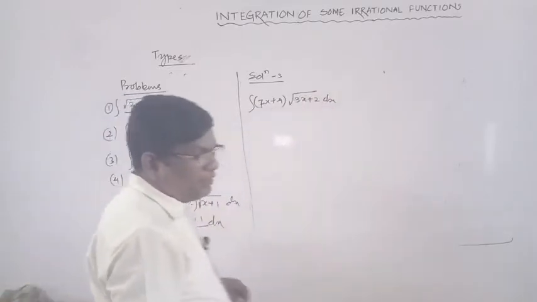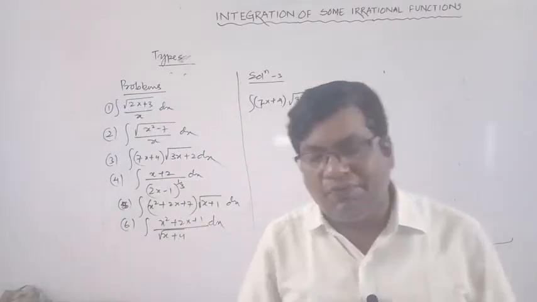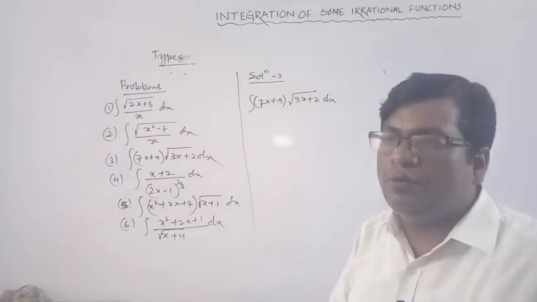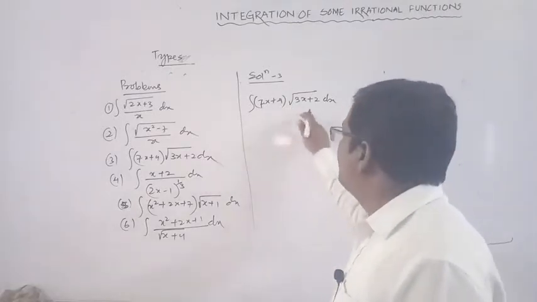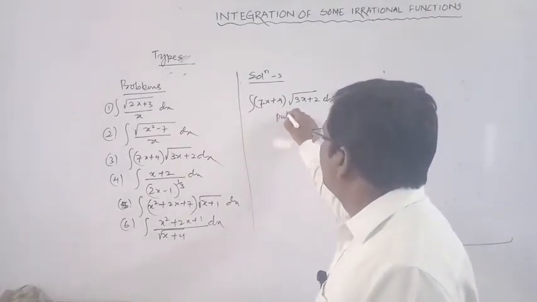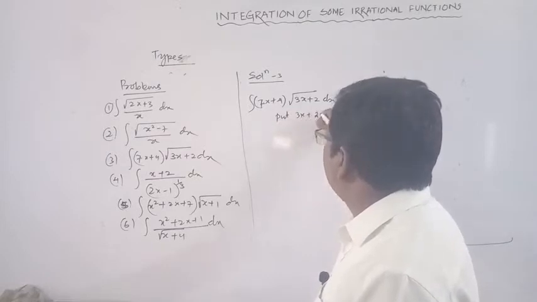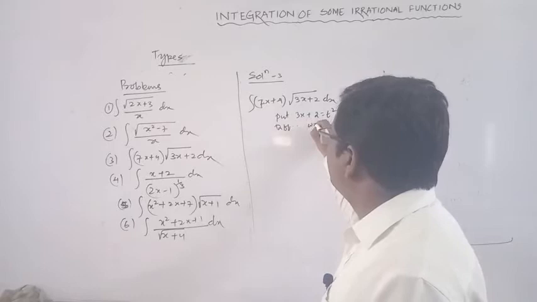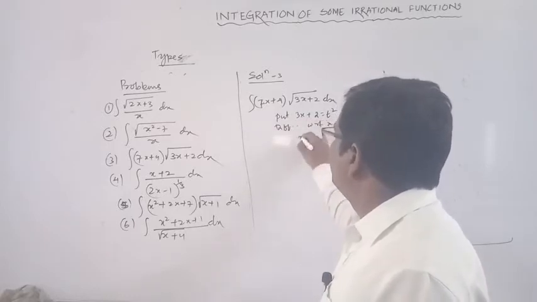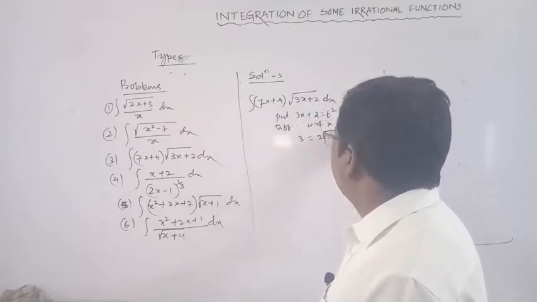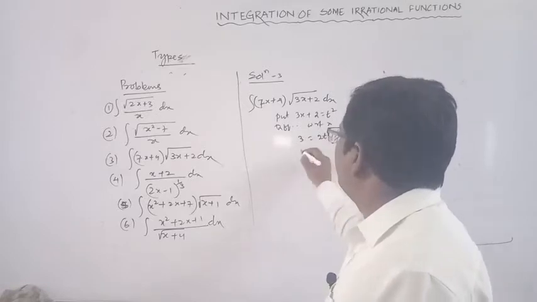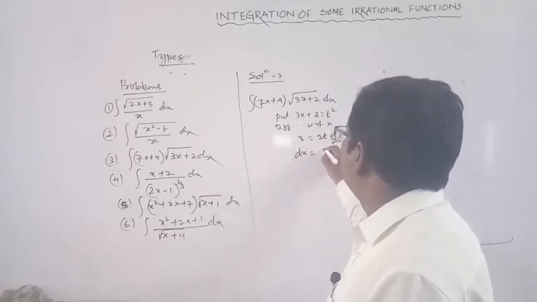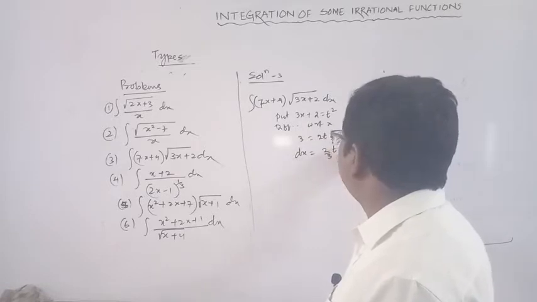It is irrational. We try to cancel the root, meaning the fractional power, which is 1/2. So put 3x + 2 is equal to t². Differentiate both sides with respect to x. 3 is equal to 2t dt by dx, and dx is equal to what? 2 by 3 t dt.